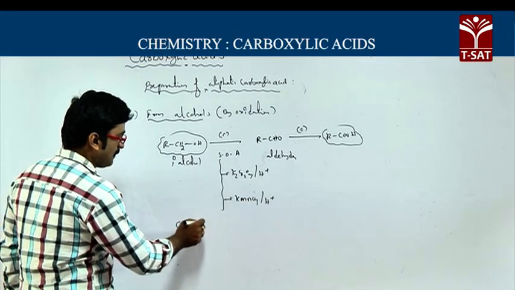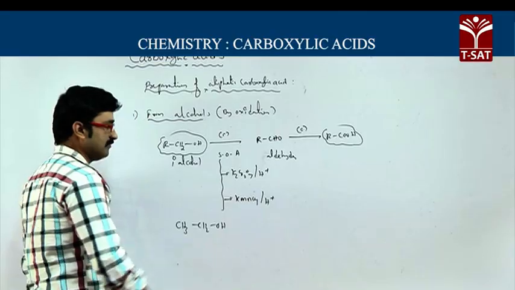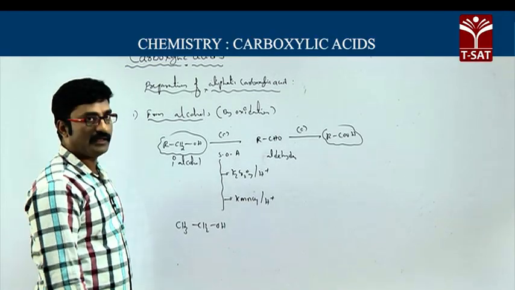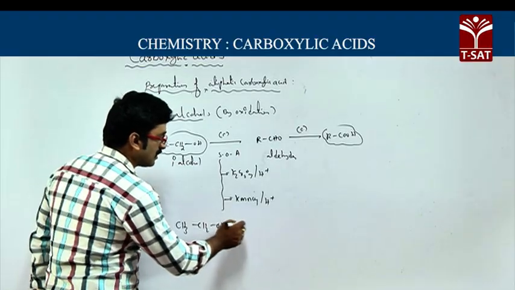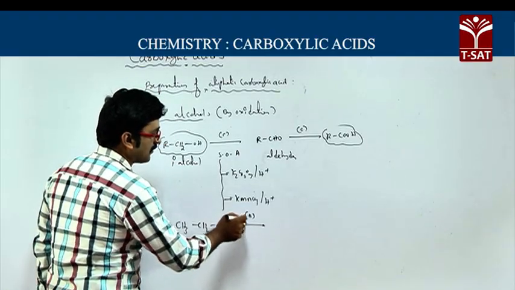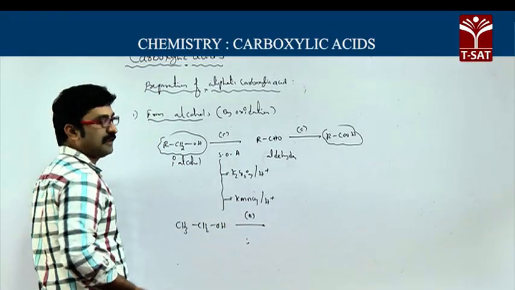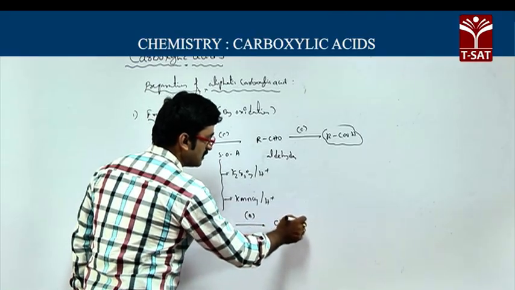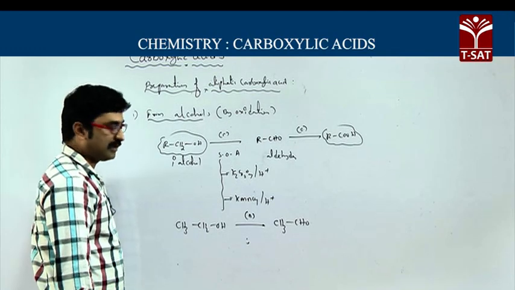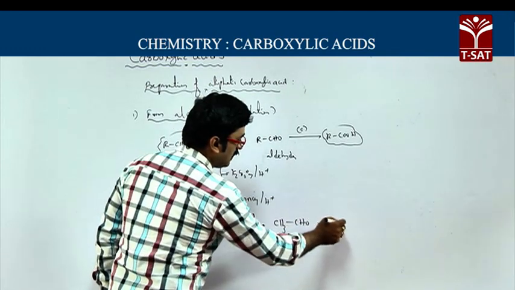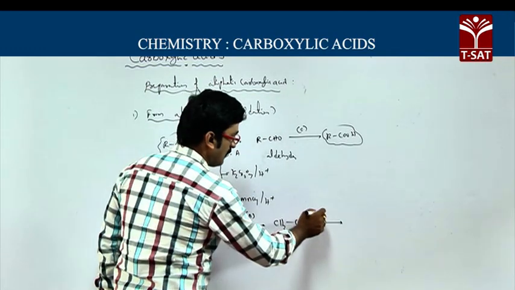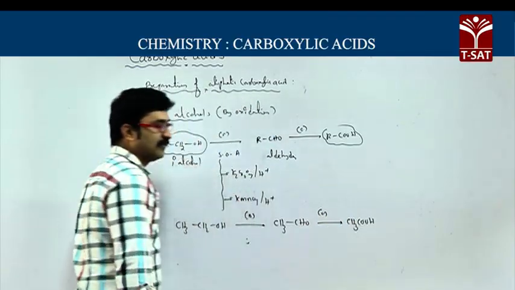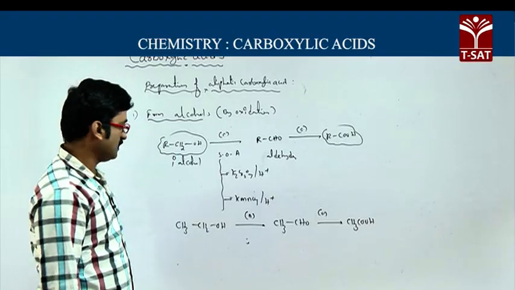Say I have taken CH3CH2OH. This is known as ethyl alcohol or ethanol. This ethanol on oxidation in the presence of a strong oxidizing agent will first give CH3CHO, known as acetaldehyde. This acetaldehyde on further oxidation will give acetic acid, or ethanoic acid.